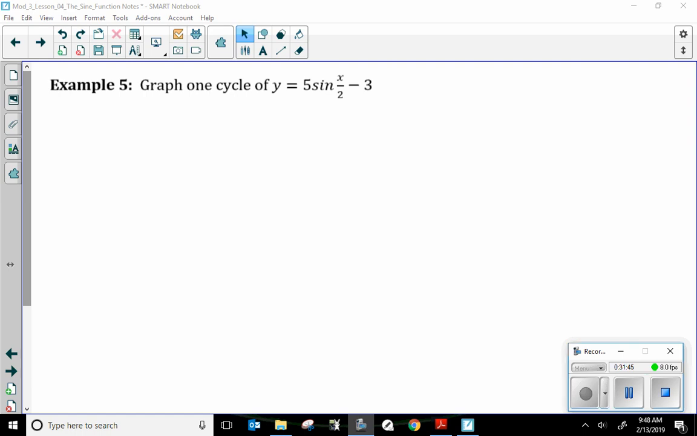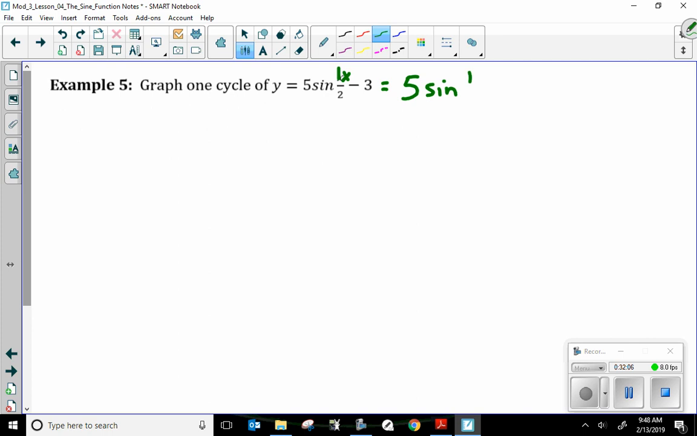Example 5. Fancy. Looks like there's a fraction involved. All right? So let's graph one cycle of y equals 5 sine of x over 2 minus 3. I hope you know this is 1x over 2, right? So I'm going to rewrite that as saying 5 sine of 1/2 x minus 3.